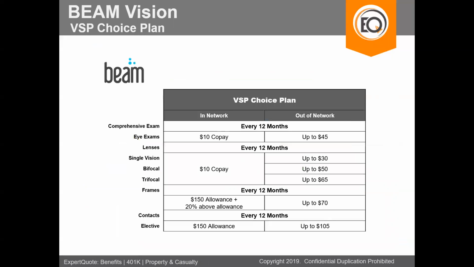Your vision plan is with VSP. It's under Beam. Beam is simply reselling a VSP product. It is the VSP Choice Plan. You get your exams, lenses, frames, contacts every 12 months, contacts in lieu of lenses.